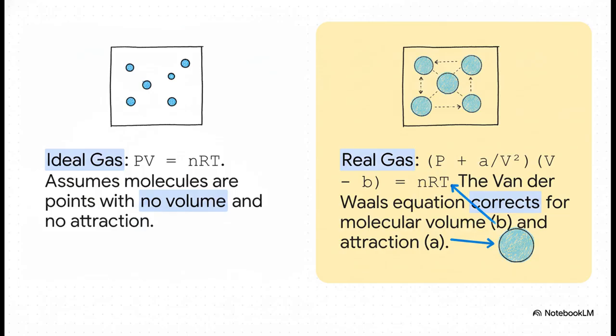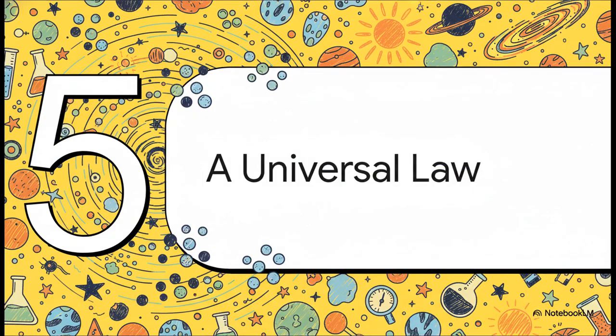So to handle these real-world curveballs, scientists came up with an upgrade, like the van der Waals equation you see on the right. See those extra little letters A and B? They're basically correction factors. The B accounts for the volume the molecules themselves take up, and A accounts for the attraction between them. This is exactly how science works. You start with a simple model, and then you refine it to get closer and closer to the messy truth. But even with those limitations, don't get me wrong, the importance of PV equals nRT is just massive. It represents a fundamental truth about how our universe is put together.